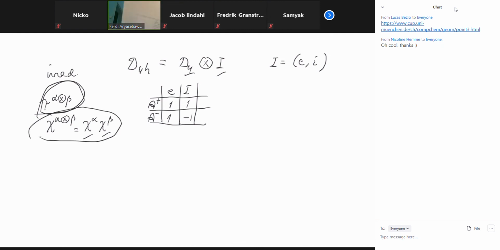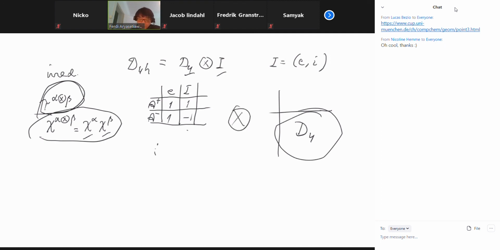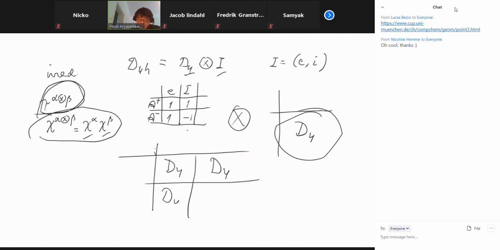So I have the character table of D4. This is the character table of D4. We have to multiply these two, and then we get the character table. Let's just do D4, and then minus D4. So this is the character table of the direct product.